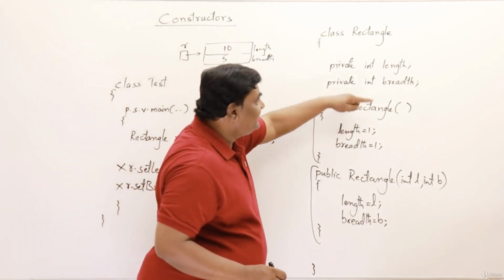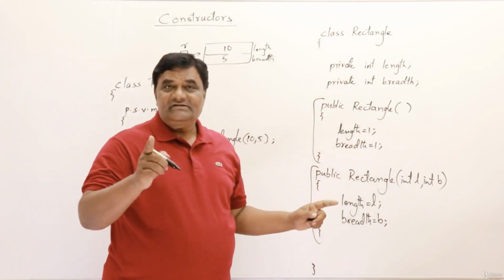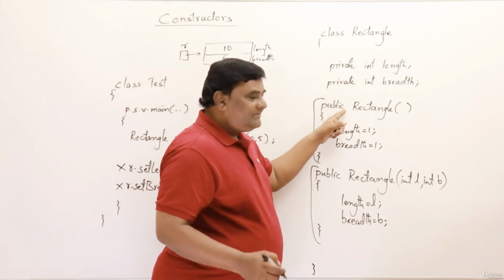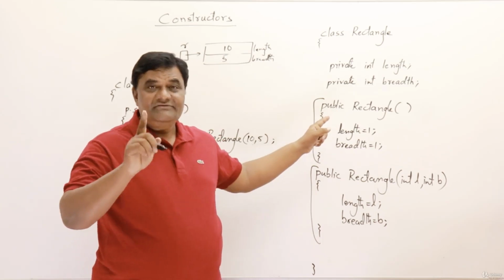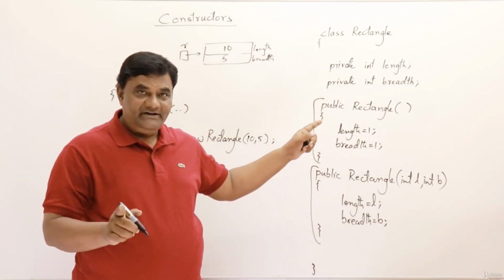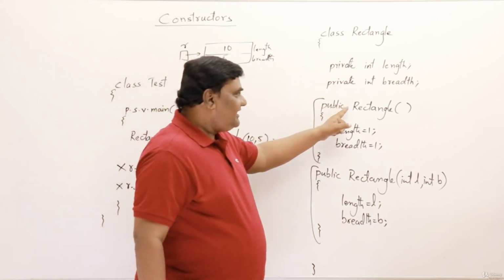A constructor will have the same name as the class name. So a constructor is a method which has the same name as the class name. Then a method must have a return type, right? But a constructor will not have any return type. Don't even write void. Okay. So it will not have any return type.